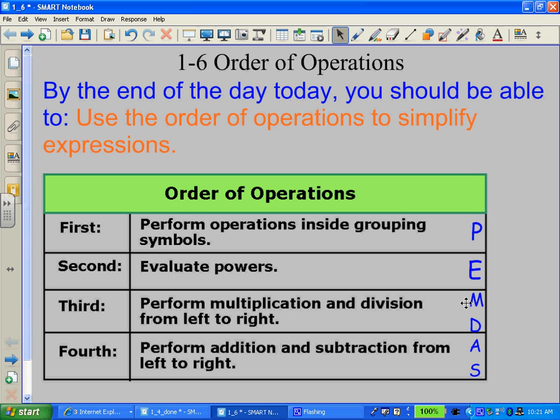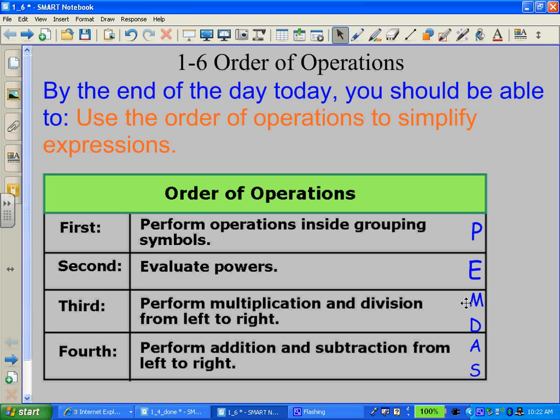We're going to talk about 1-6 order of operations. Now I know that you've talked about order of operations before, but what I have found with this is everybody always knows what it is, but then they forget it when they're actually doing problems. So by the end of the day, my goal is to get you to think about the order of operations and be able to use it correctly.